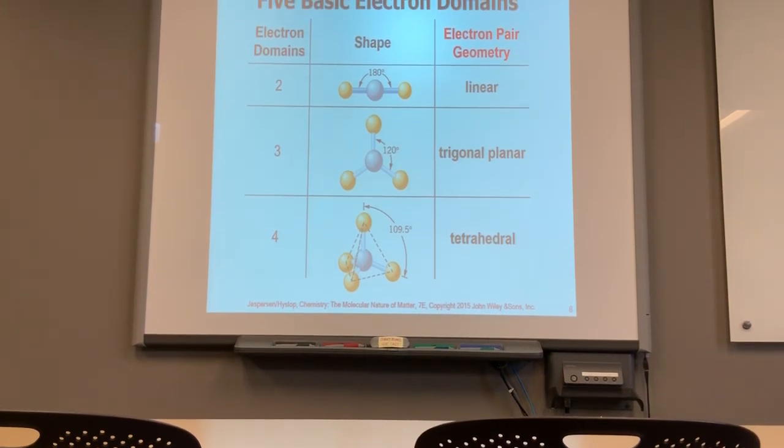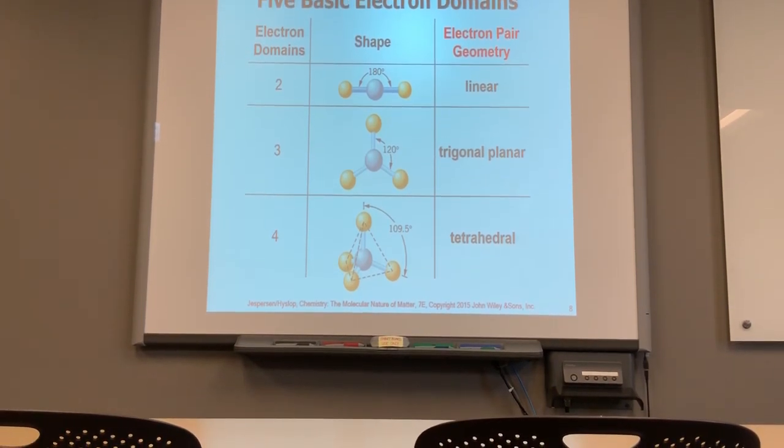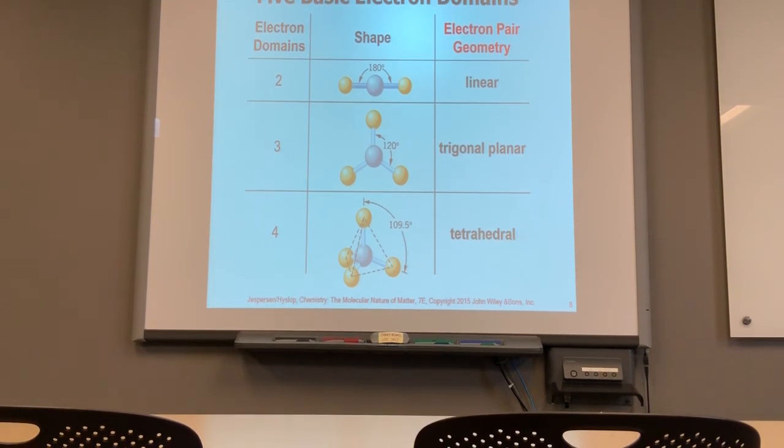It's referring to a single place of electron density. It could be a single bond, a double bond, or a triple bond. The idea is that it's one line between two atoms. And so we're going to talk about basic geometries of these things.